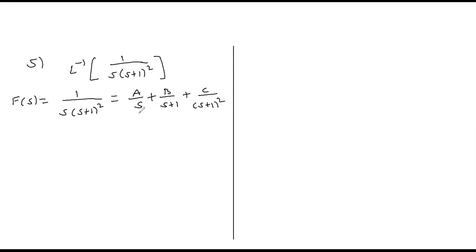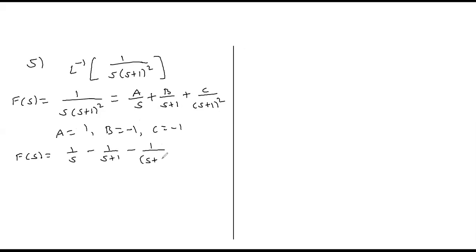So what are ABC values? A is 1, B is minus 1, and C is also minus 1. So then what is F of s? F of s is equal to 1 by s minus 1 by s plus 1 minus 1 by (s plus 1) whole square.